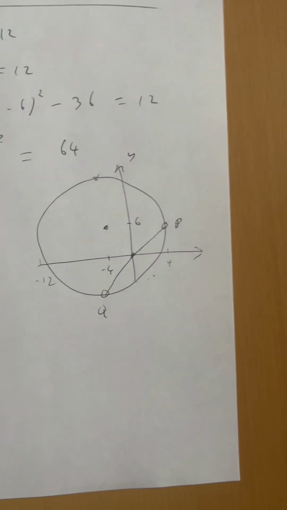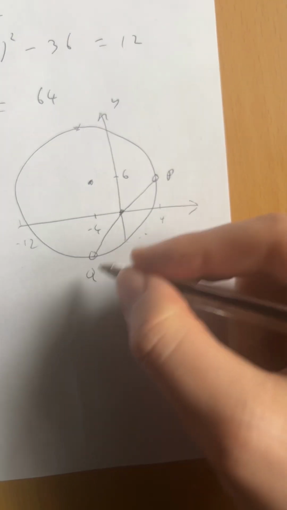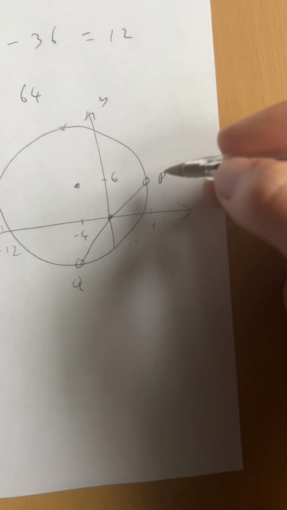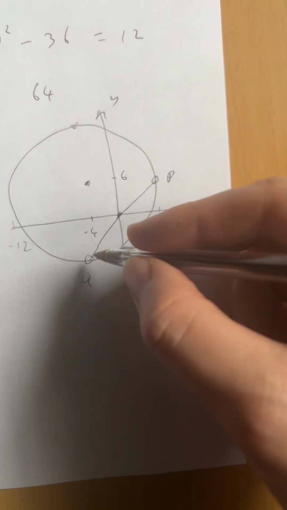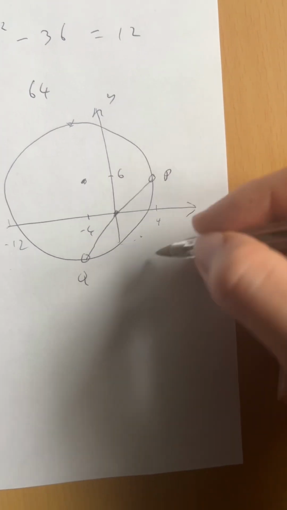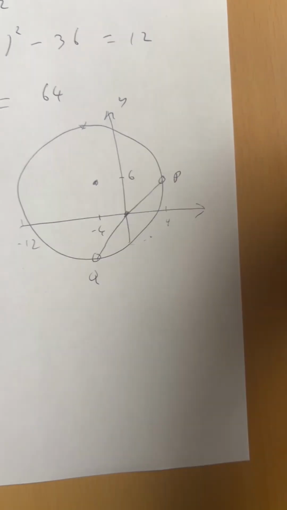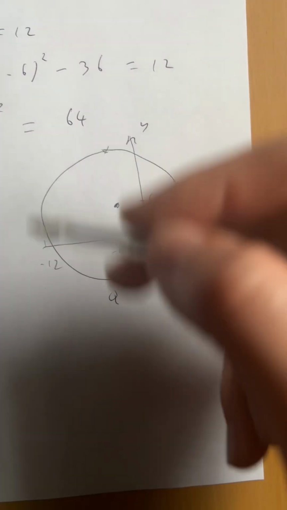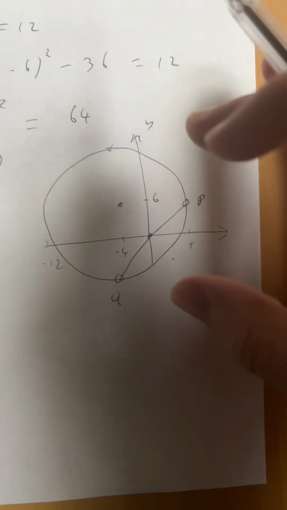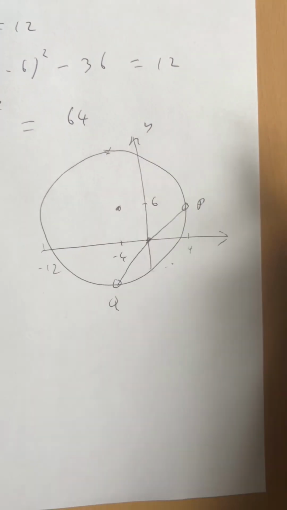Now the challenge is to find out the length of this line PQ. The problem is we don't know the coordinates of P and we don't know the coordinates of Q. So we can't do any Pythagoras with this triangle here, this PQ origin triangle, because we don't know the coordinates. So we have to use the circle itself and see if we can use what we know about the circle to work out some lengths.